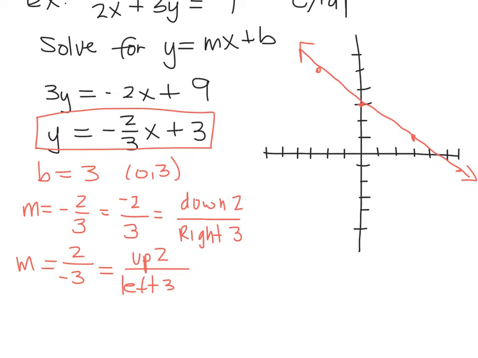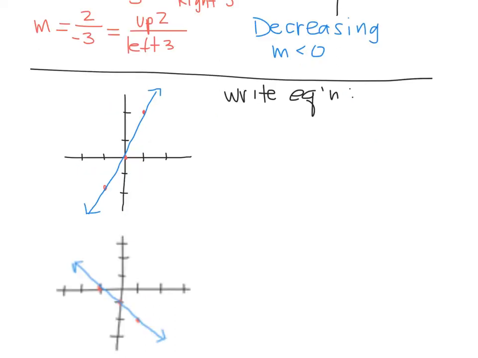Now, let's notice what this graph is doing. As we go left to right, it is decreasing, right? It's going down. And notice that we have a negative slope. Our slope is a negative 2/3, so it's decreasing for a slope that is less than 0.